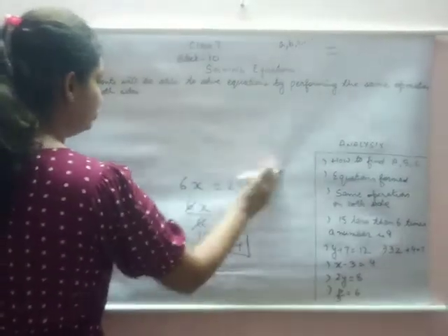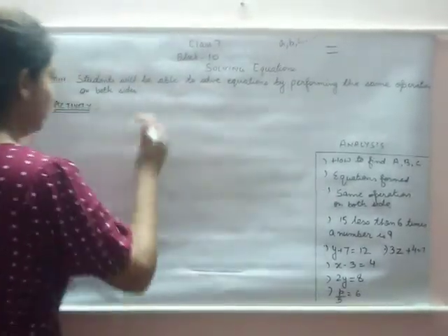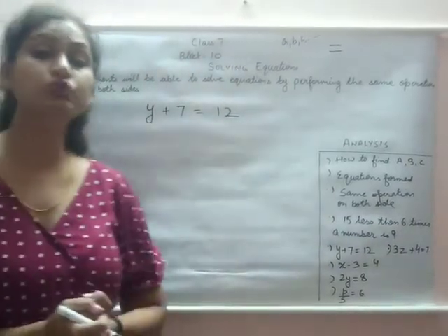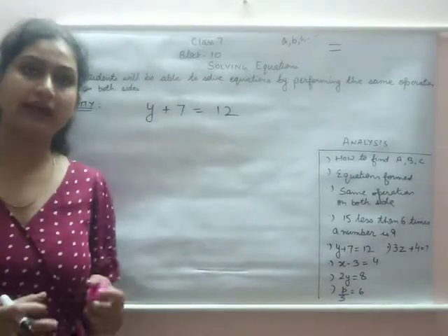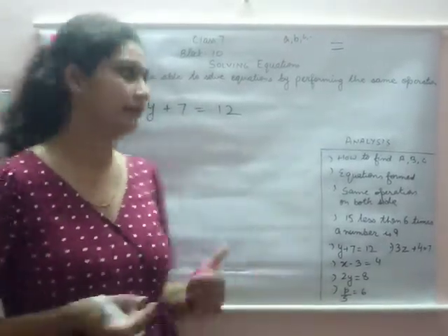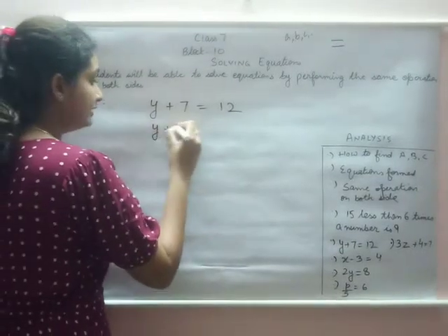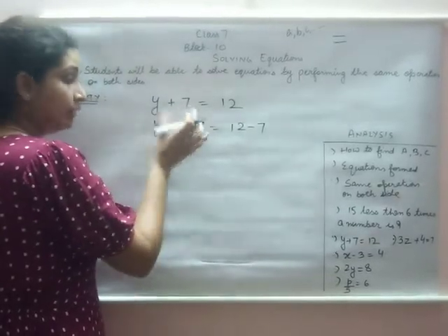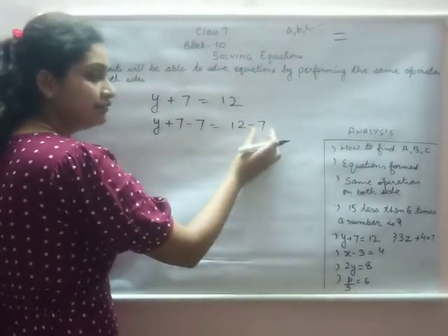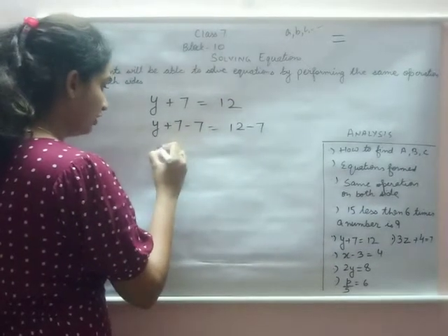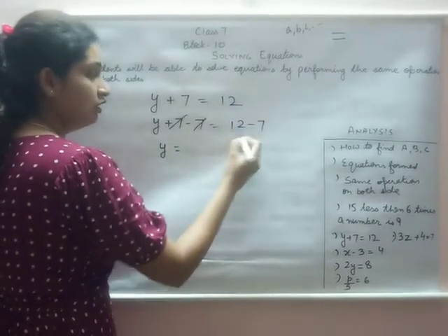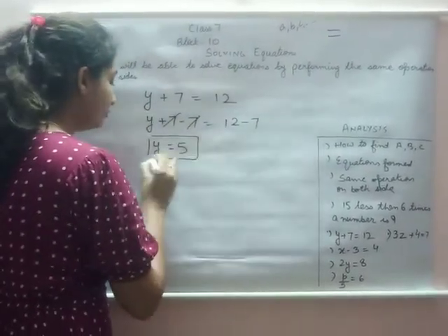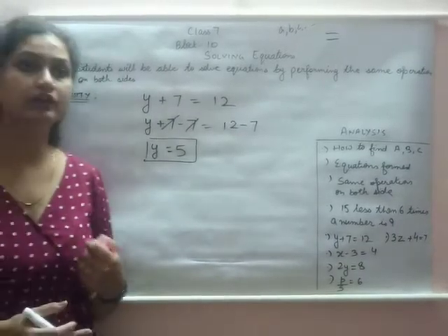Now if I have to solve y plus 7 is equal to 12. One more question, let's practice. y plus 7 is equal to 12. What operation will you use over here if you use the same technique? Subtract the same thing from both sides. So y plus 7 minus 7, 12 minus 7. y plus 7 was already here. I subtracted 7 from the left side and subtracted 7 from the right side. Now, y is equal to 12 minus 7, 5. y is equal to 5. This is how we are going to find out.